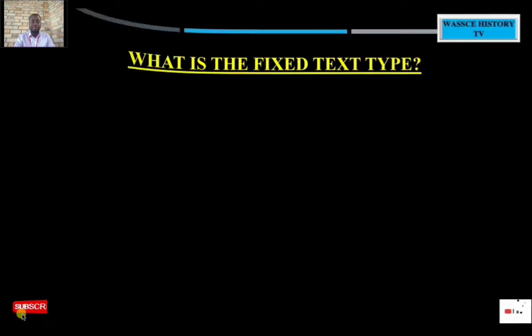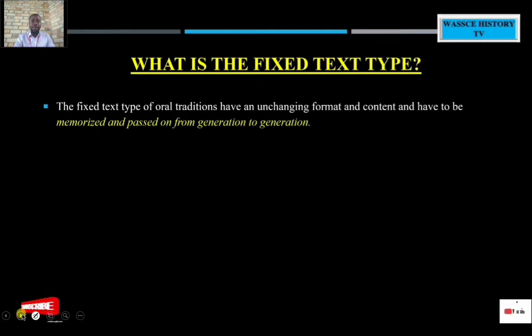But let's look at the definitions proper. So what do we mean by the fixed text type? Now, the fixed text type of oral tradition has an unchanging format and content. So here, two things. The format, you can't change the format. So the way it is recounted, you can't change it. The content, too, you can't change it. Okay? And it has to be memorized and passed on from generation to generation. So, unchanging format.